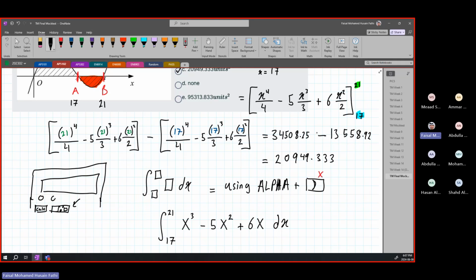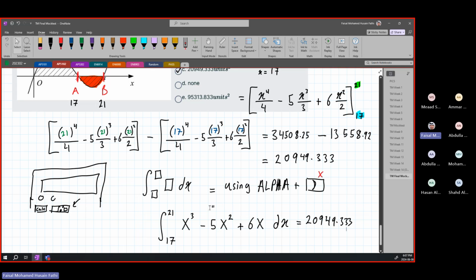Let me just double check. So 17 and then 21. Oops, I forgot the squared. Okay, so I got 20949.333, which is exactly the same answer.